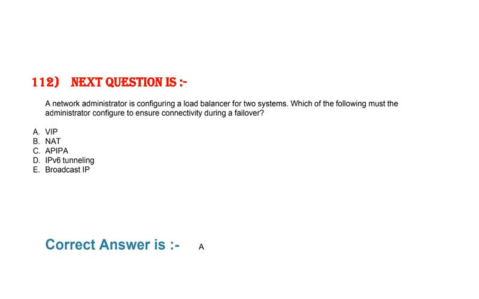Question is, a network administrator is configuring a load balancer for two systems. Which of the following must the administrator configure to ensure connectivity during a failover? Option A, VIP. Option B, NAT. Option C, APIPA. Option D, IPv6 tunneling. Option E, broadcast IP. Correct answer is option A.